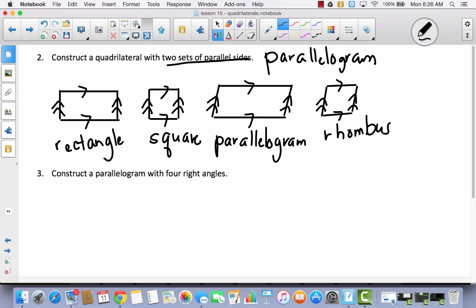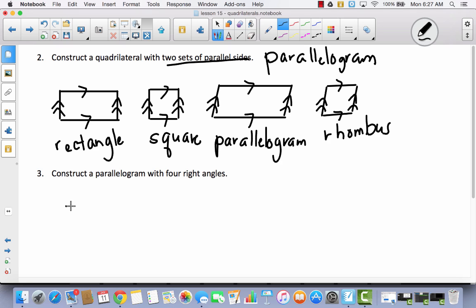All right. Now this says construct a parallelogram with 4 right angles. So if you look up here, all of these are parallelograms, but only 2 of them have 4 right angles. Can you find the ones that have 4 right angles? Go ahead and draw those. If you can't figure out which ones they are, you can stay with me and I'll help you with them.